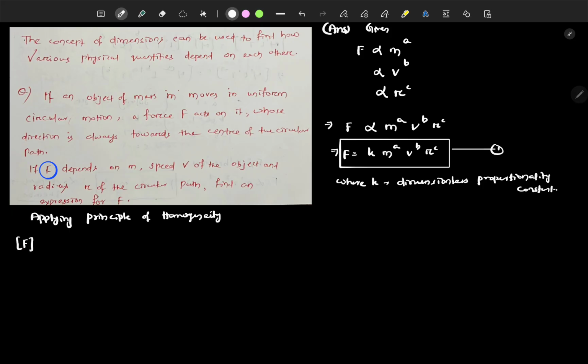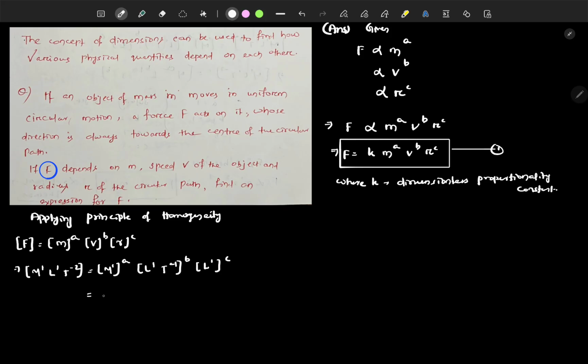dimension of F is equal to: k is a dimensionless proportionality constant having no dimension, then dimension of m power a, dimension of v power b, and dimension of r power c. So F dimension is M1 L1 T minus 2. Mass dimension is M1, that means M1 power a. Then v dimension is L1 T minus 1, power b. R dimension is L1, power c.